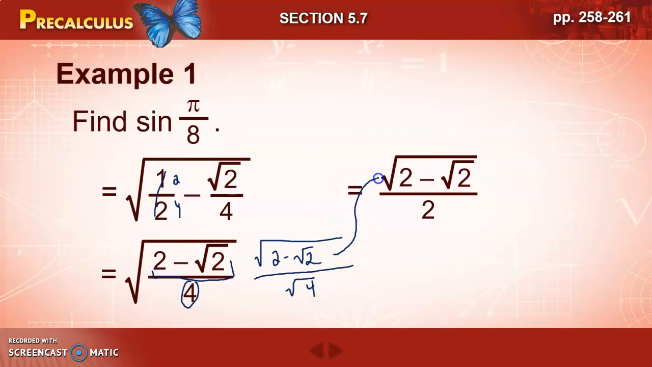The numerator can't be simplified, so it stays as it is, root 2 minus root 2, all over, and then the square root of 4 is simplified to be 2. So this is our final answer. That is the sine of pi over 8.